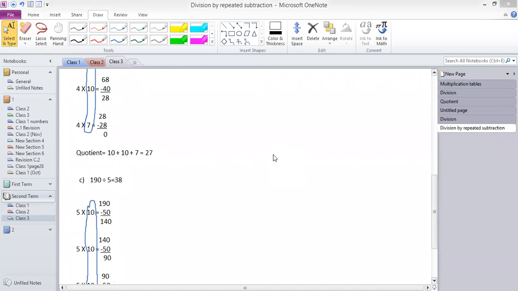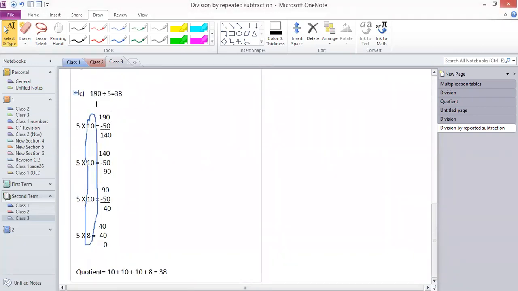Clear, guys? Yes. Very good. I repeat with you guys. 190 you have to divide by 5. So 190 is the number you are dividing. So you have to use the repeated subtraction method. Multiply 5 by 10 first. 5 by 10 is 50. Subtract from 190, you will get 140. Then again multiply 5 by 10, you will get 50. Subtract from 140, you will get 90. Now 90 is left. You can multiply 5 by 10, because 5 by 10 equals 50 and 90 is bigger than 50. Subtract from 90, you will get 40.